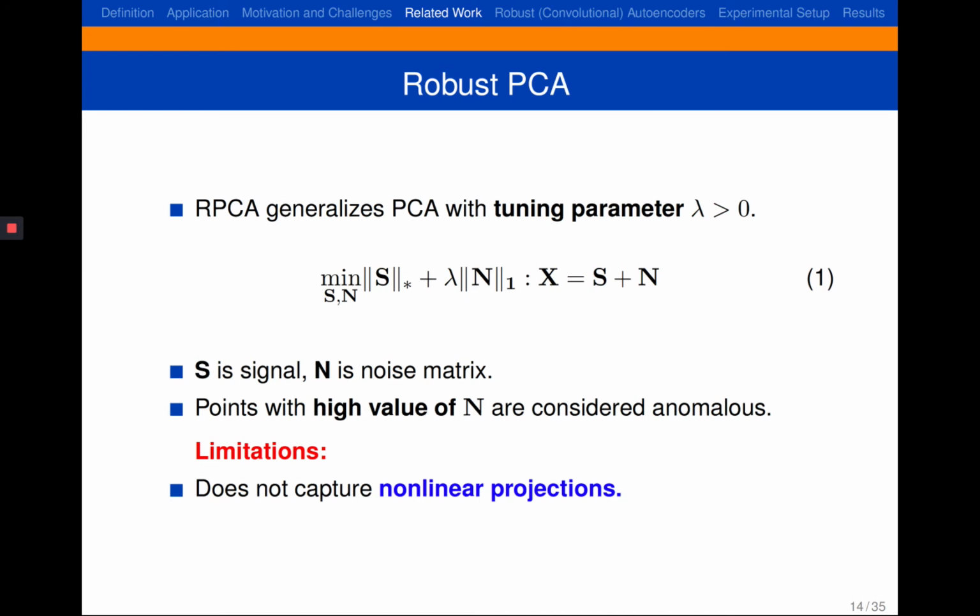So a robust PCA version has been proposed, which generalizes PCA with the tuning parameter lambda. Intuitively, S is the signal matrix, and N is the noise matrix. The points with high values of N are considered to be anomalous. Yet again, this robust version of PCA fails to capture the nonlinear structure within the data.